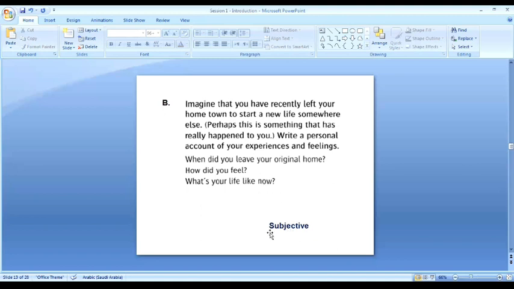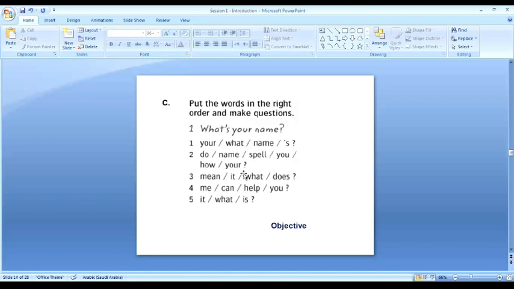It is subjective here. Why? Because you expect that you're going to have many and several different answers. One student might write about his feelings differently than the others. So this is subjective, it's not objective, because you expect that you are going to have different answers, and it's difficult to mark this kind of question. It's not easy, and this is subjective.